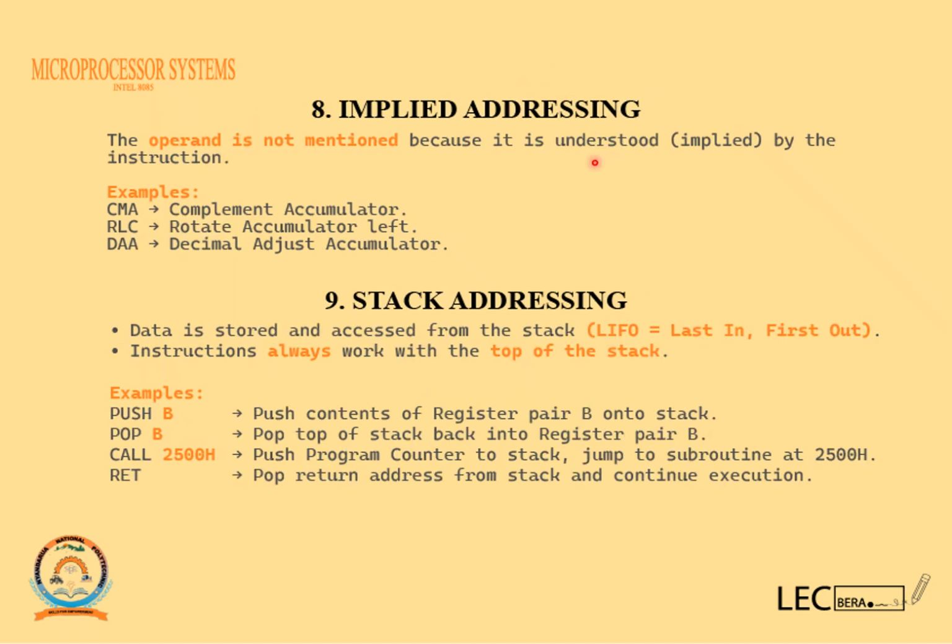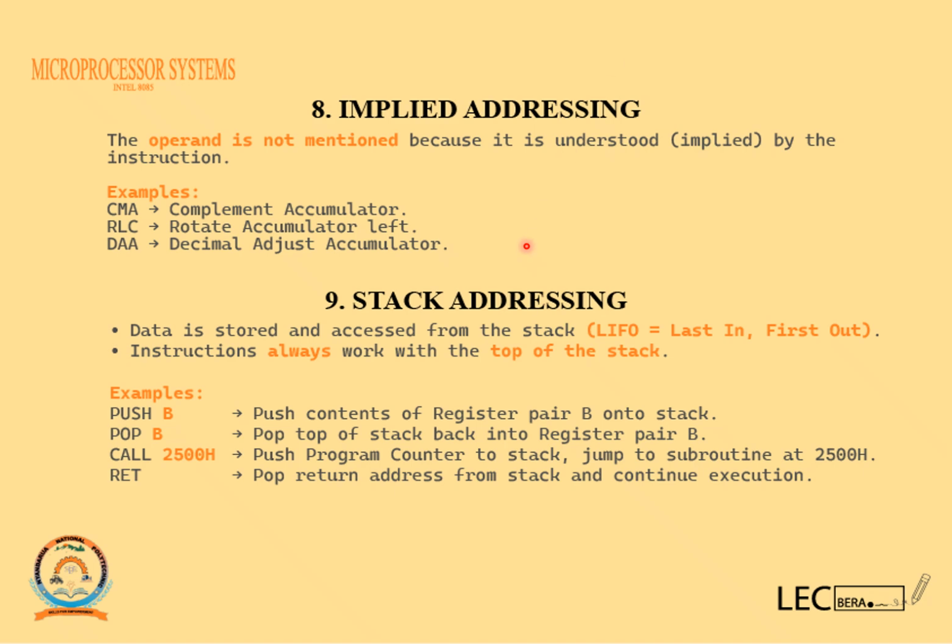Implied addressing is another type of addressing mode. In this mode, the operand is not mentioned because it is understood, that is, implied by the instruction. So most of the time you'll find most of the control instructions being found here. For example, we have CMA, complement accumulator, RLC, rotate accumulator left, DAA, decimal adjust accumulator. And then we have another one which is stack addressing.